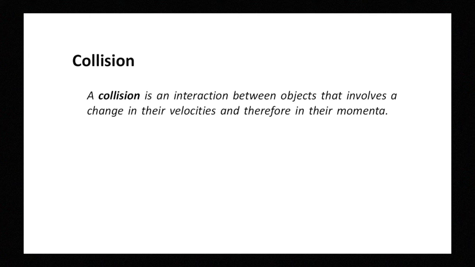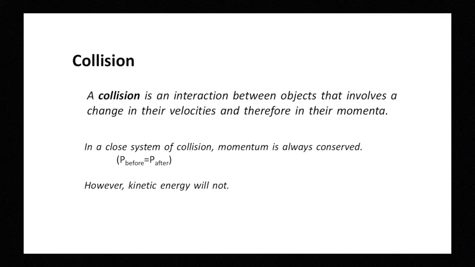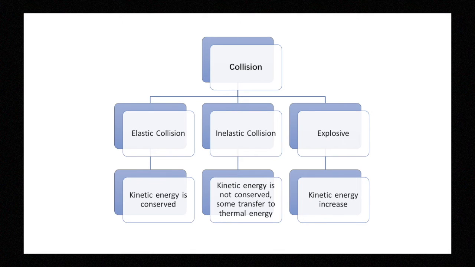And now let's look at collision. A collision is an interaction between objects that involves a change in their velocities and therefore in their momenta. In a closed system of collision, momentum is always conserved, which means that momentum before the collision should equal momentum after the collision. However, the kinetic energy will not always be the same, so according to the kinetic energy, the collision will be categorized. Under collision, there are three different types of collision.